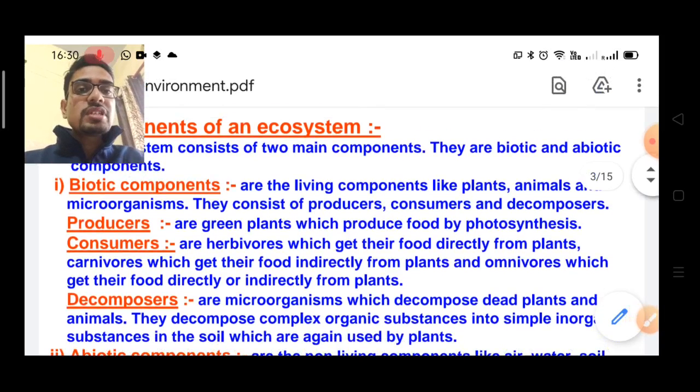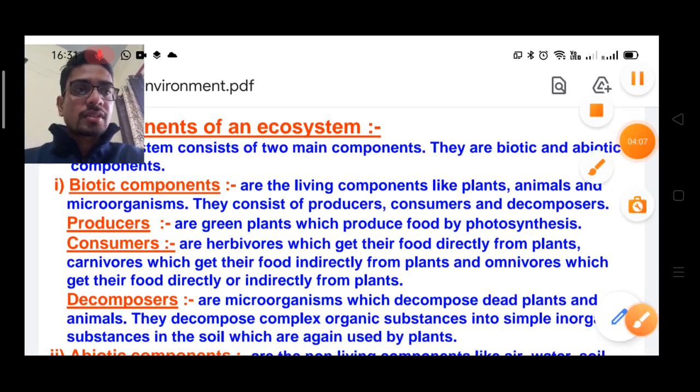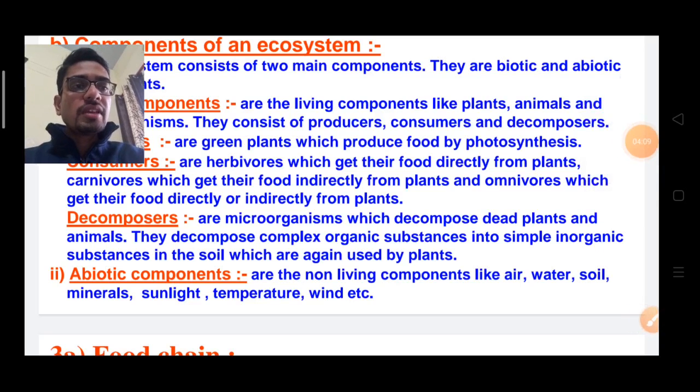Decomposers, what do decomposers do? They are microorganisms like algae and fungi which decompose dead plants and animals. Okay. And how? They convert organic substances into inorganic, because the dead animals and dead plants are organic. They decompose them and make simple inorganic substances, and those inorganic substances like nitrogen and phosphorus are used by soil. And abiotic components are non-living, like air, water, soil.